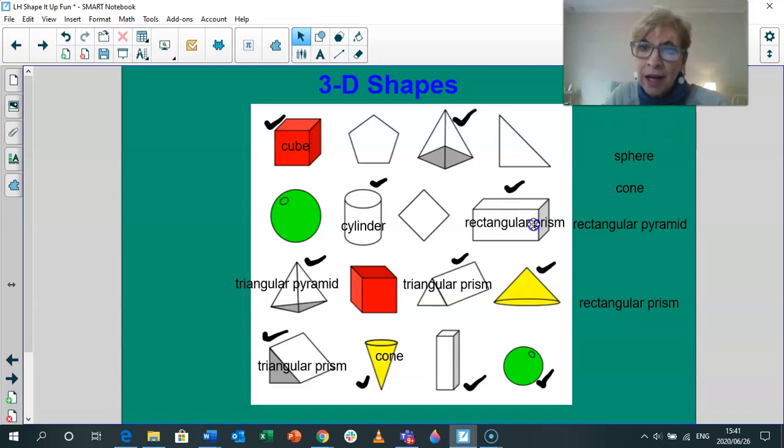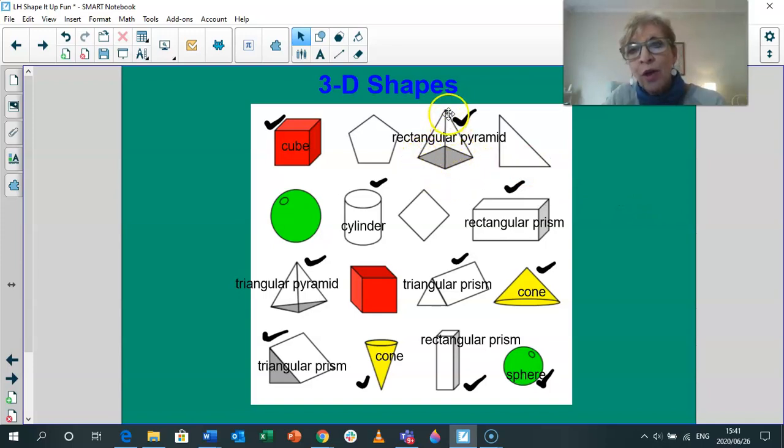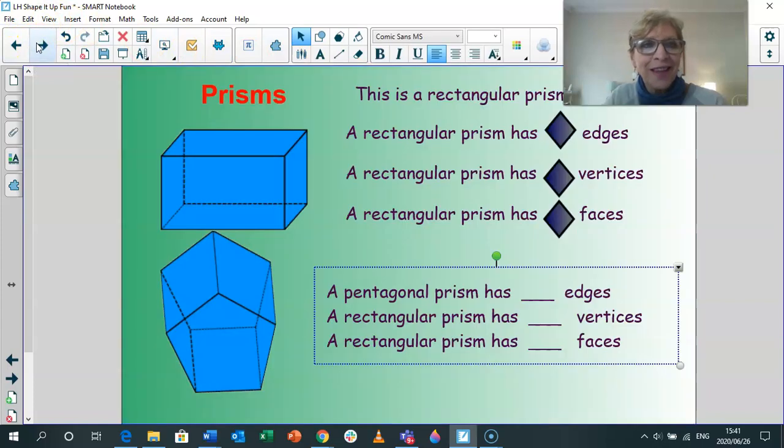And there it is. A sphere is a ball. What goes with that one? Or that one. A cone. Have we got another cone? Yes, we do. And a rectangular prism, do we have another one? Yes, we do. And a rectangular pyramid, there we go. Why? Because the base is rectangular, although the pyramid sides that meet up at the vertex or the point at the top are triangular. Quick revision. That's what that was.